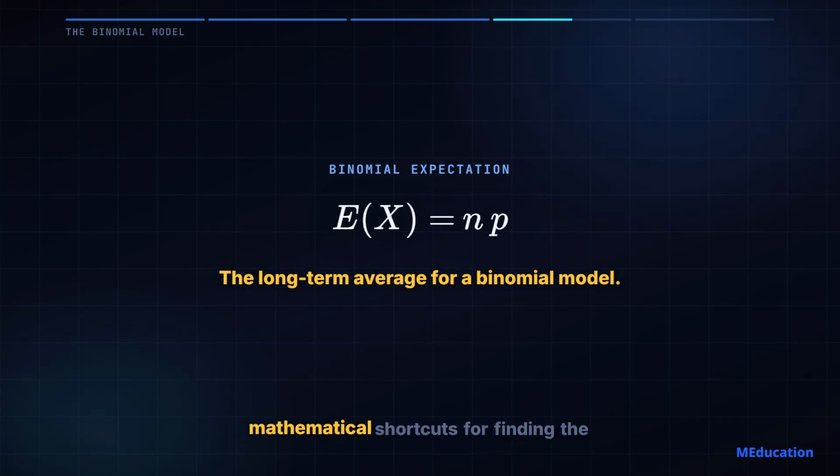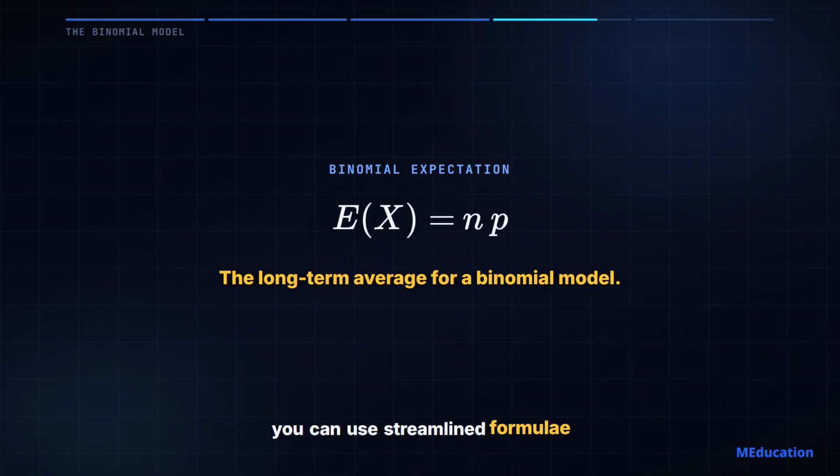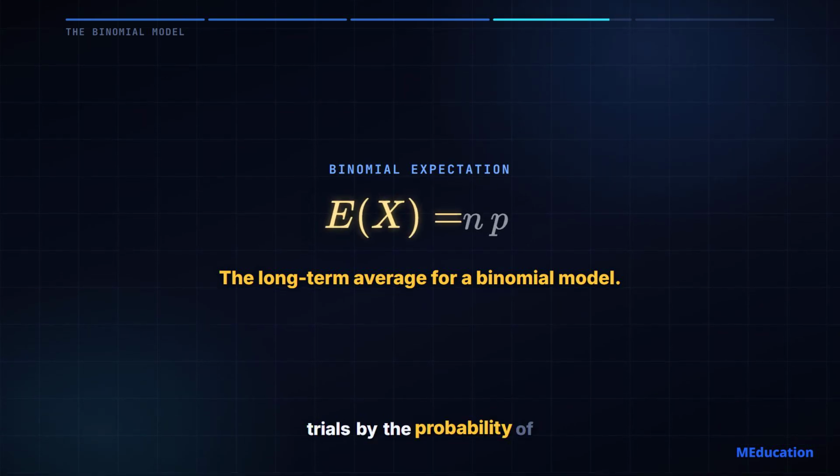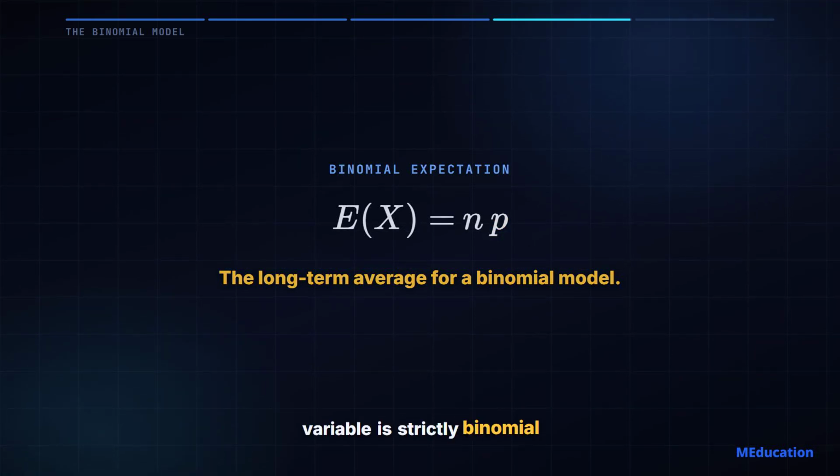An A-star student instantly translates these English phrases into strict mathematical inequalities, ensuring they include or exclude the correct boundary values. We will also cover the mathematical shortcuts for finding the mean and variance when a model is strictly binomial. Instead of drawing a massive table and summing the rows, you can use streamlined formulae. The expectation is beautifully simple. Just multiply the number of trials by the probability of success. But remember, you cannot use this shortcut for a generic distribution. It only works if the variable is strictly binomial.